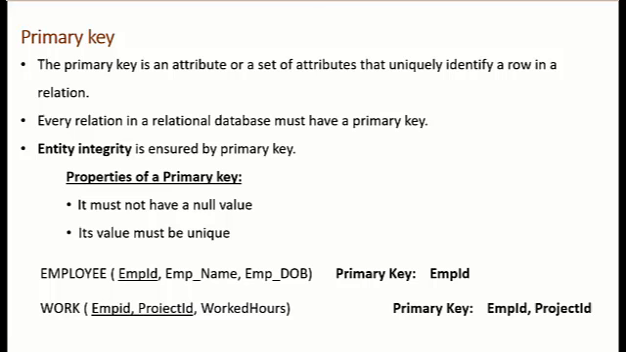For the works table, employee ID and project ID, both attributes, are the primary key. So it is a combination of different fields. A set of attributes is used to uniquely identify the data in the works table. So this type of primary key is called a composite primary key or concatenated primary key, as a set of attributes is used to uniquely identify a row in a relation.